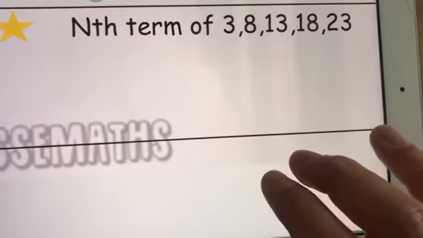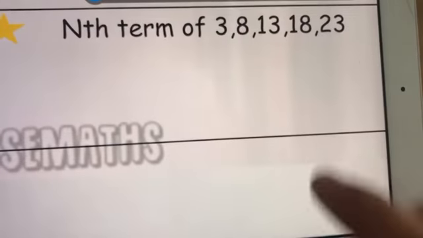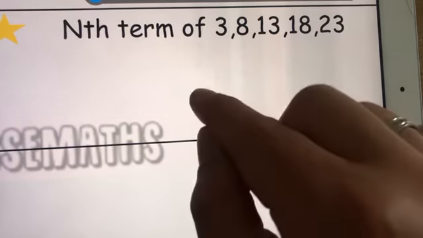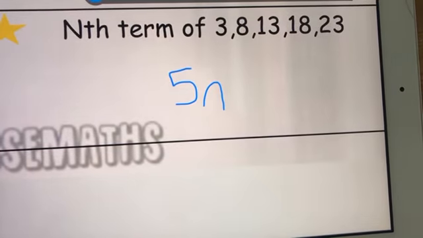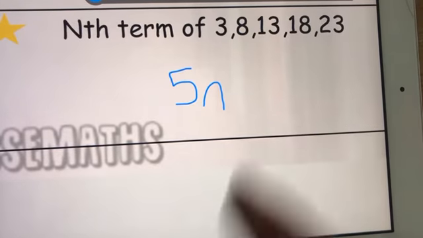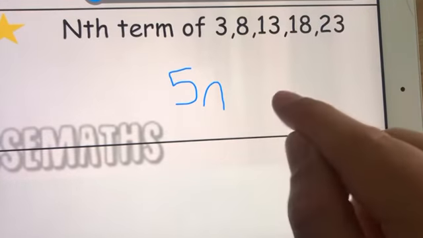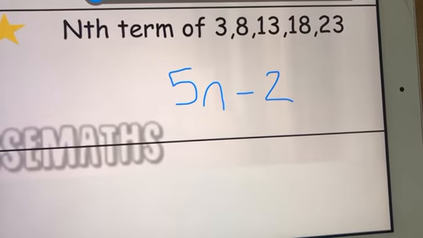That's a big one. Last question, bit of nth term. Look at your jumps. Look what it's going up in. Whatever it's going up in has got to go in front of the n. So it's going up in 5, so it's going to be 5n. And then whatever comes before the first number goes on the end. So 5n comes before 3. It's going to be take away 2 because it's going up in 5. So that's worth 2 points.